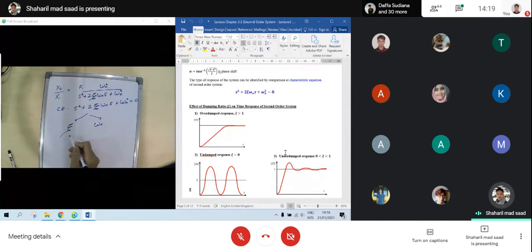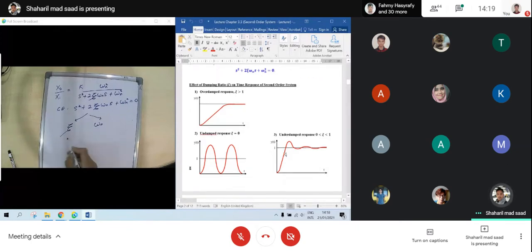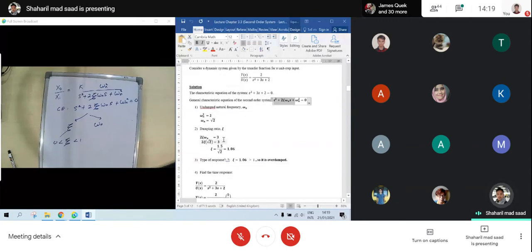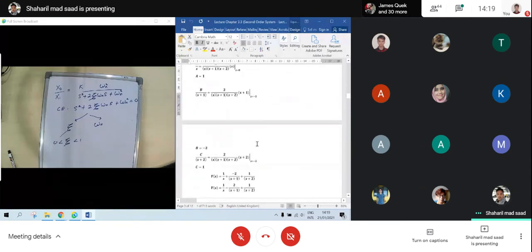Before that, you need to know the type of response, whether overdamped, undamped, or underdamped. Normally it will be underdamped, where the damping ratio is more than 0 and less than 1. If the question is very straightforward, you just compare the equation with the characteristic equation, then you can get the damping ratio.